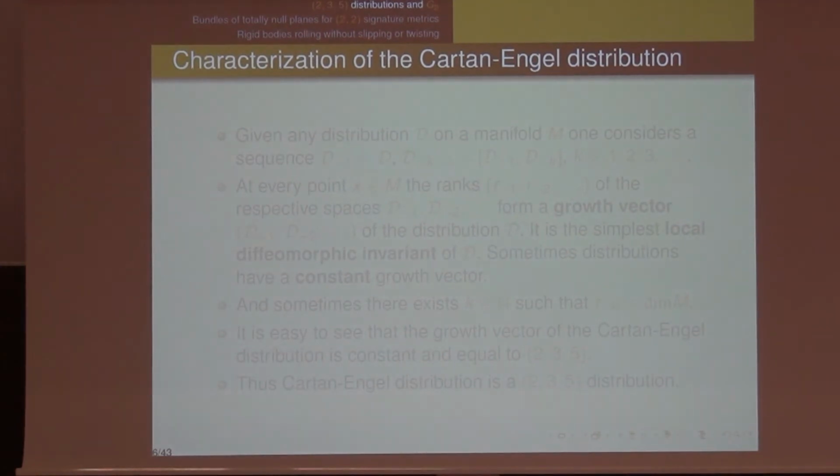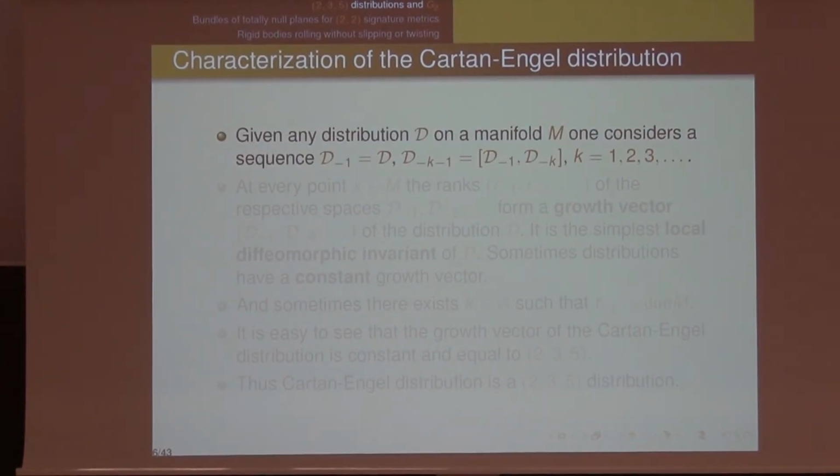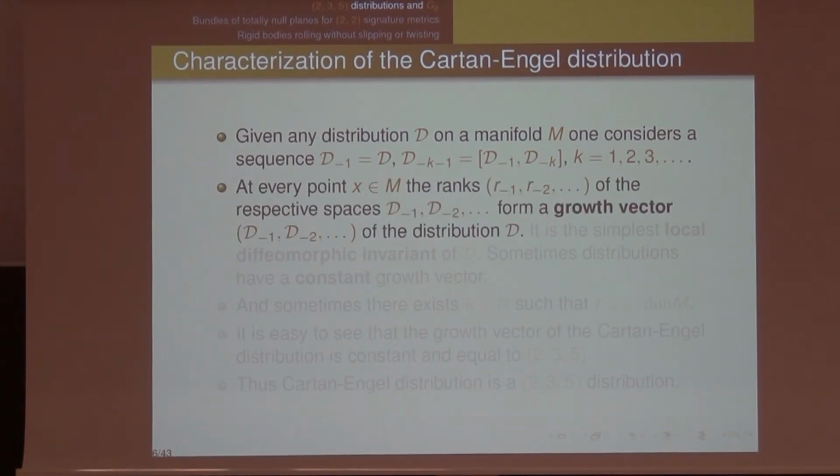Let me make a bit of characterization of this Cartan-Engel distribution. I need a few notions from the theory of distributions, very simple ones. If you have any distribution D on a manifold, then you can consider a sequence of distributions. You take your distribution D, call it D minus 1, and now consider the commutator of D minus 1 with D minus 1, and define it as D minus 2. Then take the commutator of D minus 1 with D minus 2, and define it as D minus 3. Then D minus 1 with D minus 3. In this way, you get a sequence of distributions, and you can look at the rank of this sequence at every point. This rank is called the growth vector of the distribution D.